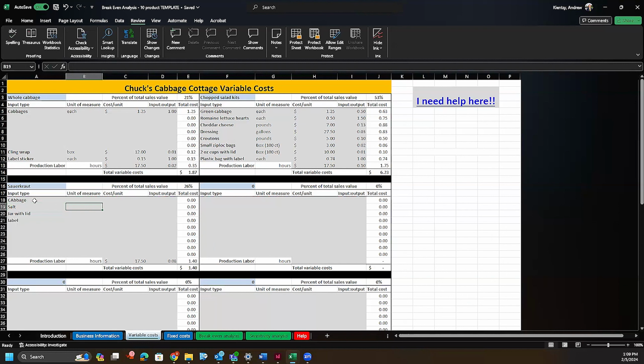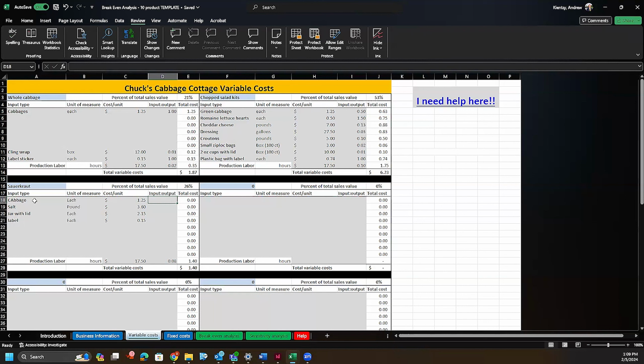In the unit of measure column, we'll enter the units in which each of the four inputs are measured. In this case, 3 of them will be each: cabbage, jars with lid, and labels, and salt will be by the pound. Chuck pays $3.60 a pound for his salt, $1.25 for each cabbage, $2.15 for each jar with lid, and 15 cents for each label. The input-output column compares the ratio of inputs per unit of output.